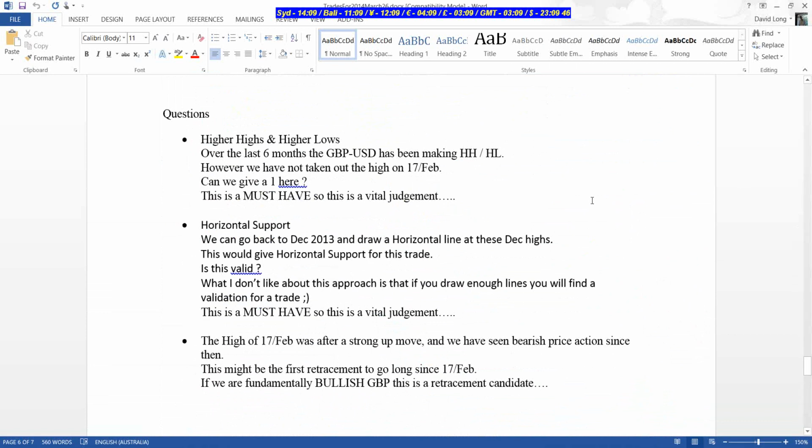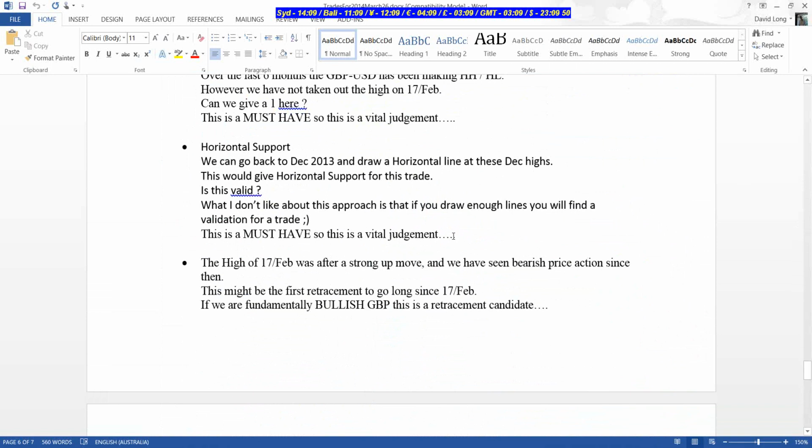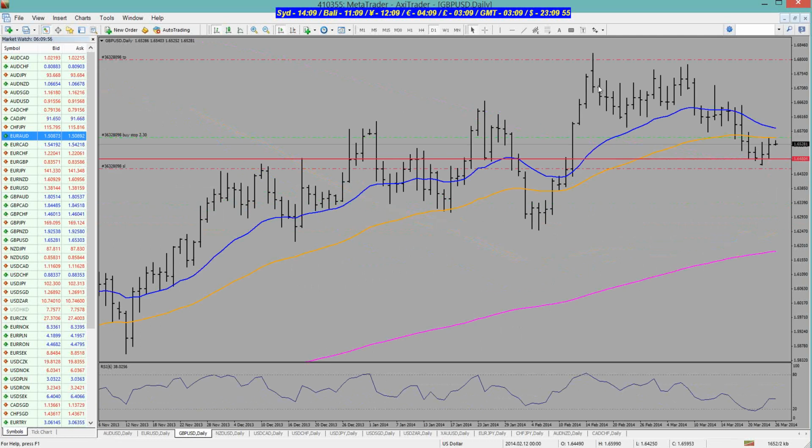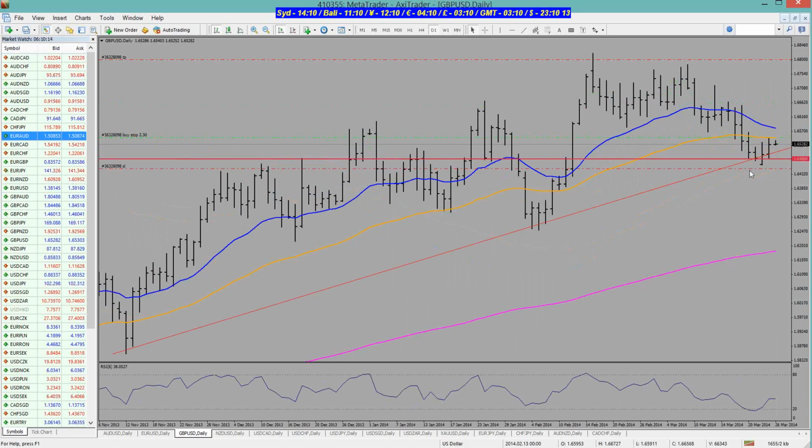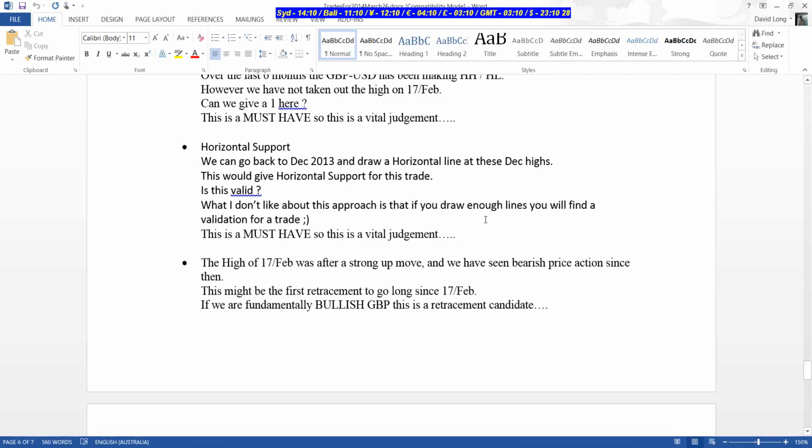Can I give a 1 here? So this is a vital judgment. This is phase 2. If you're drawing the cyclicity, even if you're not drawing the cyclicity, you've got a trend line. You're making higher highs each time. Each time it comes off the trend line, you're making a high, beat this high. And this is off your 50. There's your phase 1, phase 2, even if you're just looking at the 50 EMA. So yes, you do have higher highs, higher lows.